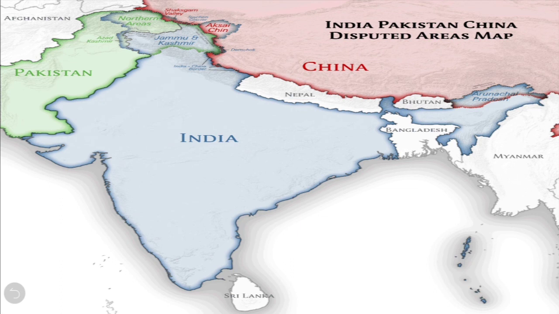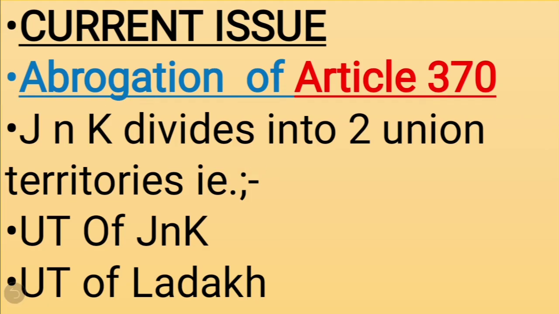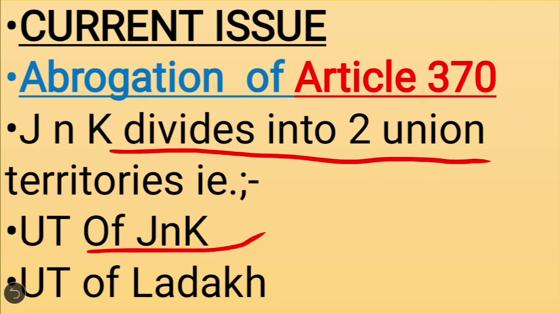And this is the map of India, the disputed area of India and Pakistan, and how India was divided into India and Pakistan. And children, relating all these issues with current issues, when the abrogation of Article 370 took place, Jammu and Kashmir was divided into two union territories, that is the Union Territory of Jammu and Kashmir and the Union Territory of Ladakh.